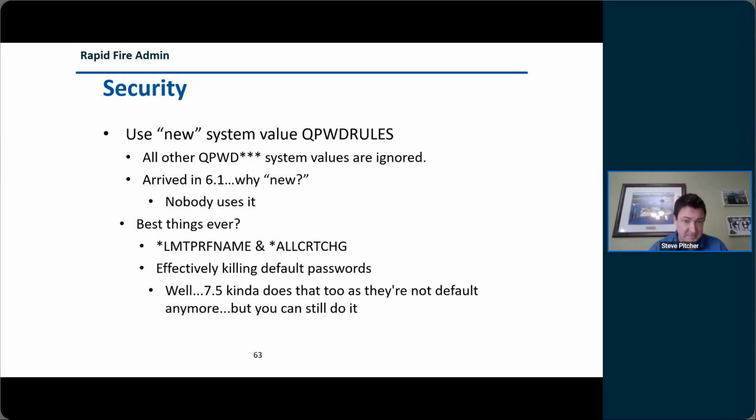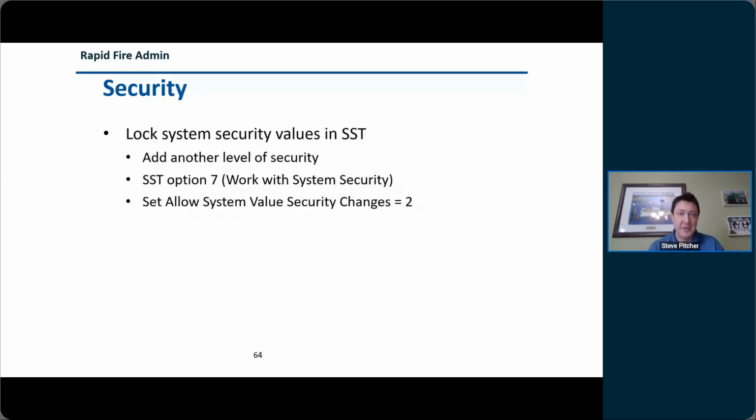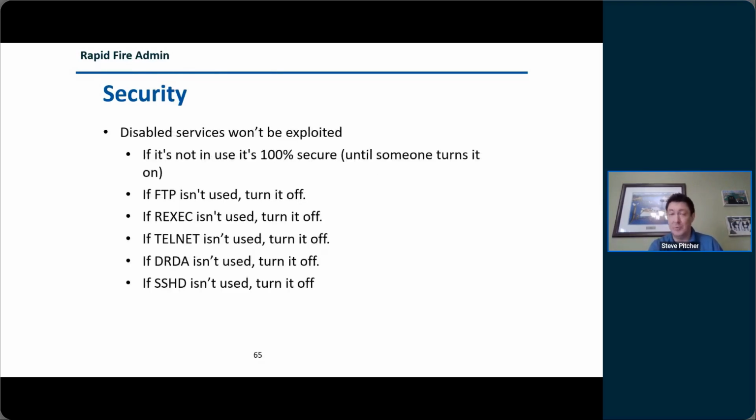at will making a problem on your system by creating an account called bsmith with a password of bsmith. Very dangerous. Locking system values in SST. I mentioned this. *SST option 7 and allow system value security changes equals 2. So disallow it. So disabled services can't be exploited. If it's off, I can't break into it, right?